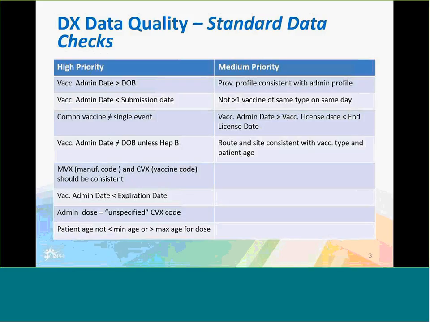Data exchange data quality, standard data checks. There are standard data checks that consist of high priority and medium priority. High priority events include that the vaccine administration date is greater than the date of birth, that the vaccine administration date is not equal to the date of birth unless it is hepatitis B, that the vaccine administration date is before the expiration date, and that the administration dose has an actual CVX code and that it's not just sent as unspecified. There are also medium priority data checks. For example, that the route and body site code is consistent with the vaccine type and patient age.